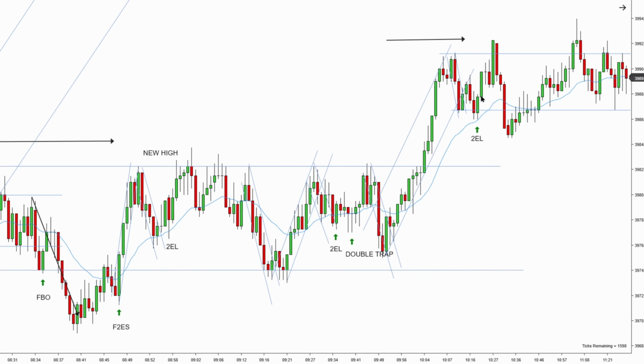I tried to take it, my limit order unfortunately didn't get filled. You would need to use the stop order. Followed by a new extreme.